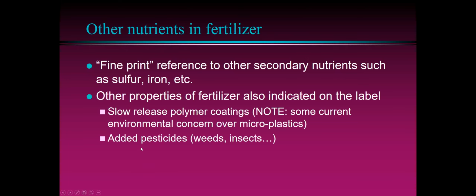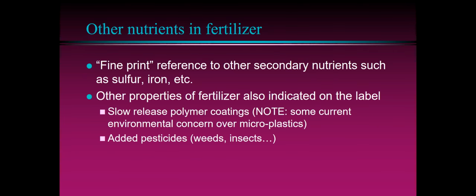Other properties might be some kind of slow release polymer coating to help meter out the nutrient as it dissolves over time and keep it a little bit more available longer. Or things like added pesticides, whether they be herbicides for weed control or insecticides for pest control and things like that. So pay attention to the fine print on those, because you want to know what's coming with the material you're adding, because it may or may not be needed and it costs money to do so.